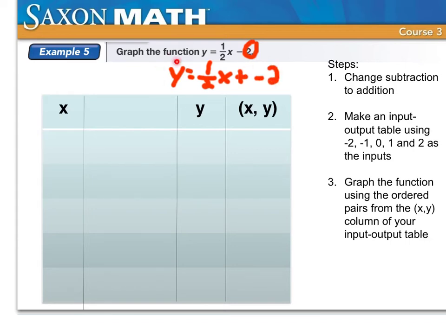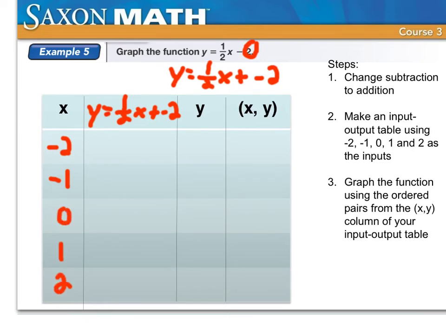So this right here is the function that I'm going to plug into my input-output table, not the first one. I want the one that I changed to addition. So we've got y equals 1/2 x plus negative 2. So there's step 1 done. Now we're going to use these same 5 inputs we had before. So we're going to have negative 2, negative 1, 0, 1, and 2.